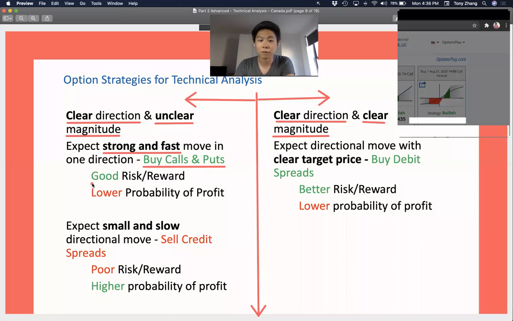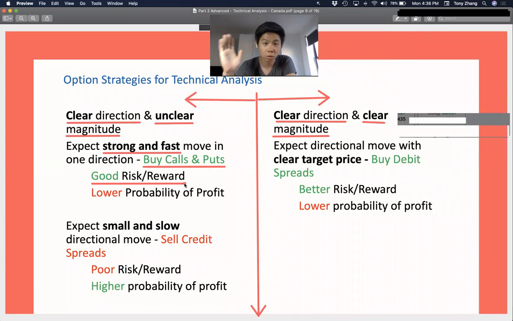These types of strategies have very good risk to reward because buying a call or a put means that you have limited risk with unlimited upside. So these are perfect for when you expect a big move in one direction or another. The downside to this strategy is that it generally has a lower probability of profit. So this is something that we will come back to and make sure that everyone understands.